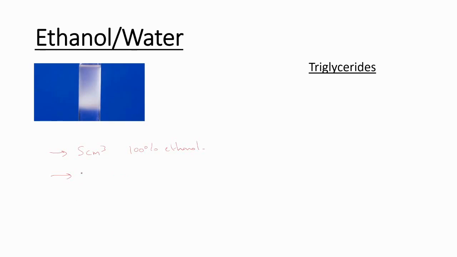Now, once this is done, we need to add an equal volume of water. This will reduce the concentration of ethanol from 100% to 50%. Because of this reduction in concentration, the triglyceride will precipitate. It will come out of solution, and so it will form a white emulsion. The white emulsion is basically the precipitated triglyceride. If the solution remains clear, then it will mean that there's no triglyceride present.